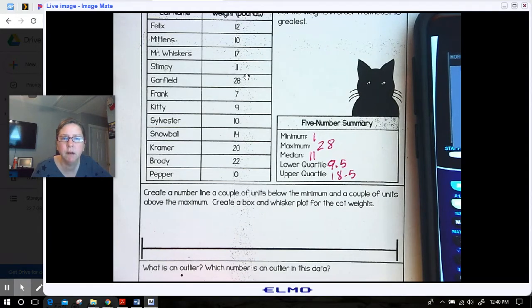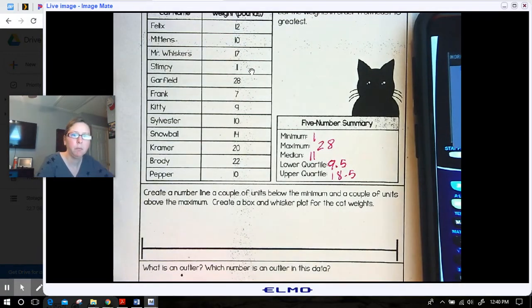1, and then the next number up is 7. Okay. And then I've got a 22, and the next number up is 28. So that's 6 away. 1 and 7 is 7 away. So let's take out our outlier, which is the number 1.